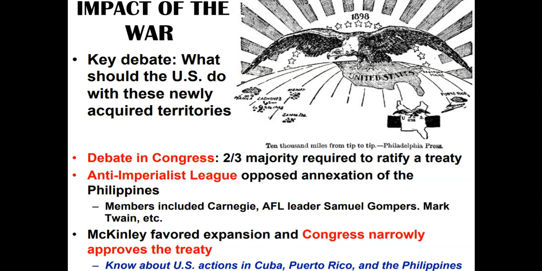The Anti-Imperialist League opposed annexation of the Philippines. Rightfully so, the Philippines was on the other side of the world. Why do we need to have control of a nation on the other side of the world? Members obviously included Carnegie, AFL leader Samuel Gompers, and others who did not feel comfortable annexing or controlling, especially in this case, the Philippines. But McKinley favored expansion, and Congress narrowly approves the treaty.